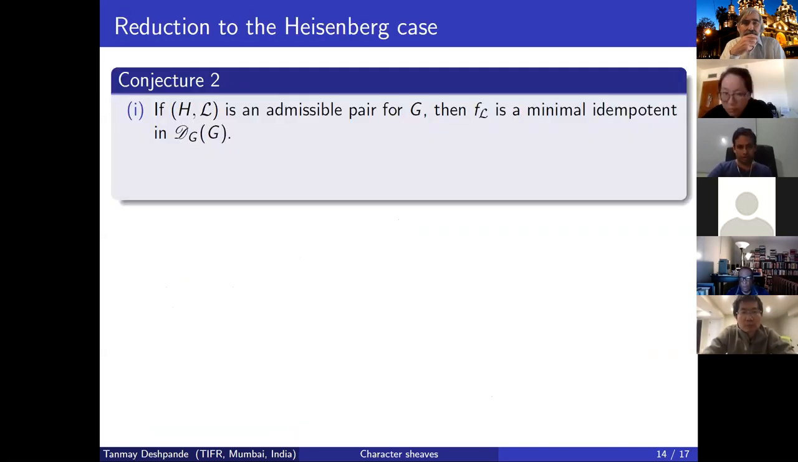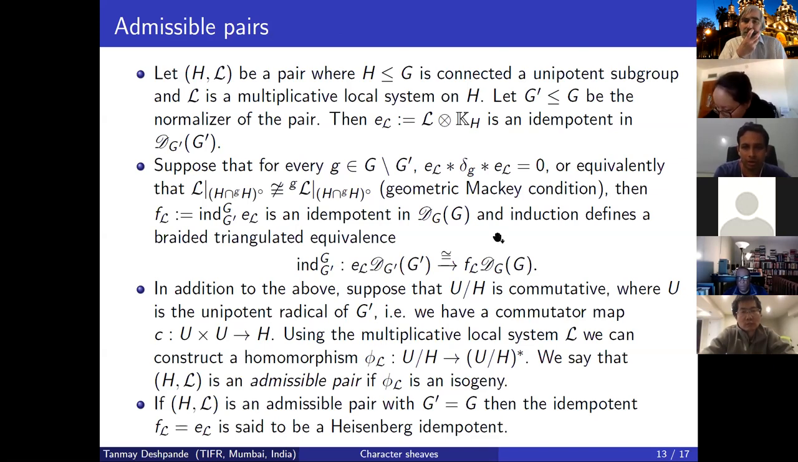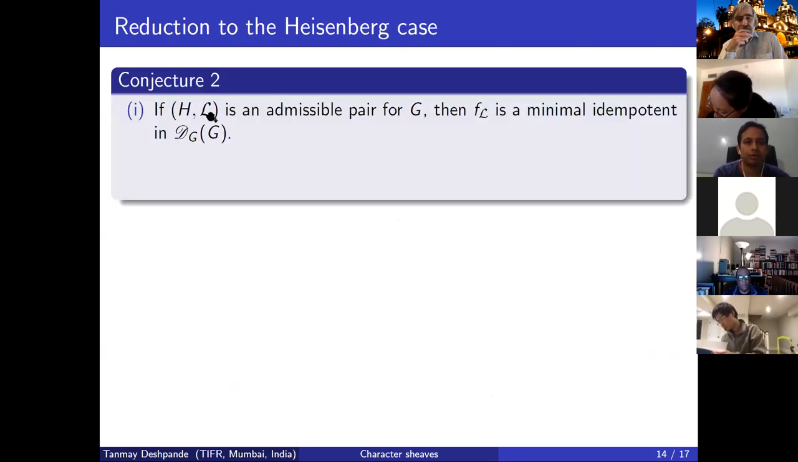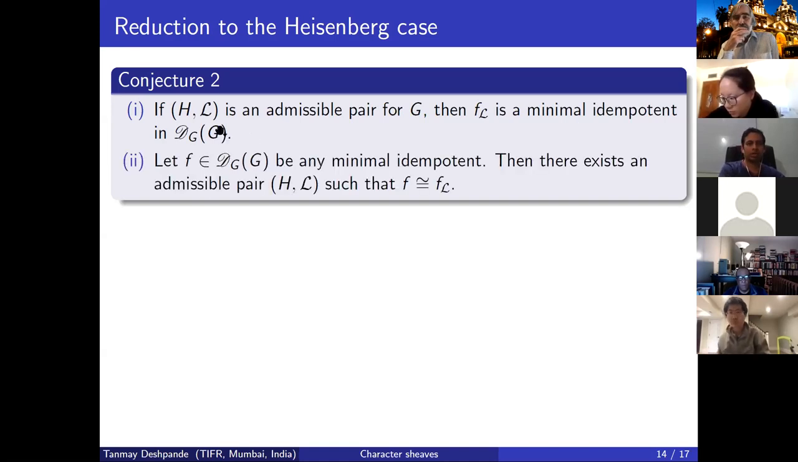Let me state some conjectures about these admissible pairs. Remember that if we have an admissible pair, by the second point here we have an idempotent F_L in D_G of G. The first part of conjecture 2 says that if H, L is an admissible pair, then the idempotent that we constructed is actually a minimal idempotent in D_G of G. And the second part says that any minimal idempotent is obtained in this way. So given any minimal idempotent, there exists an admissible pair such that F can be obtained from this admissible pair. This is a conjecture.